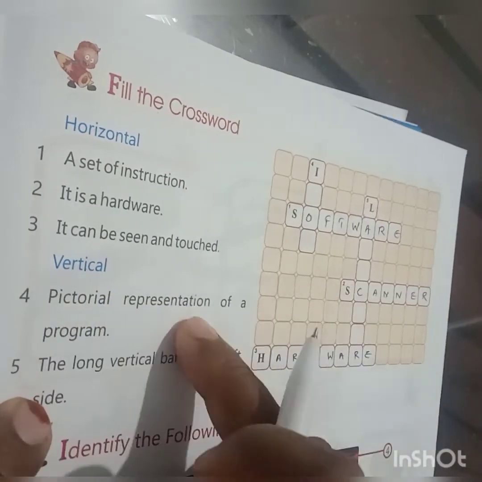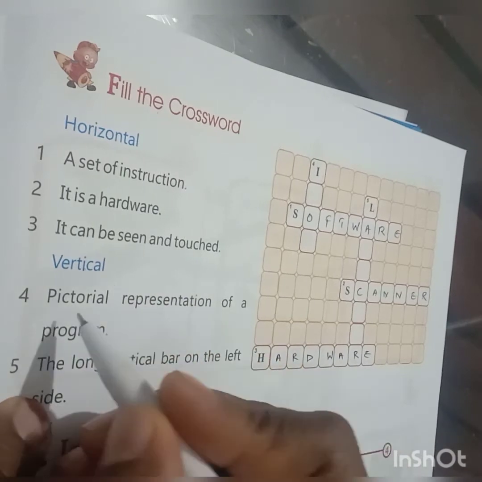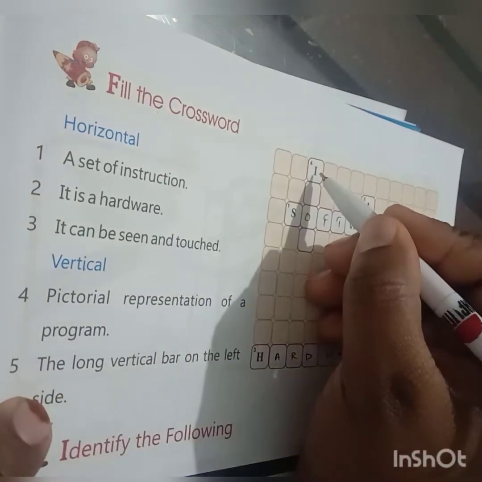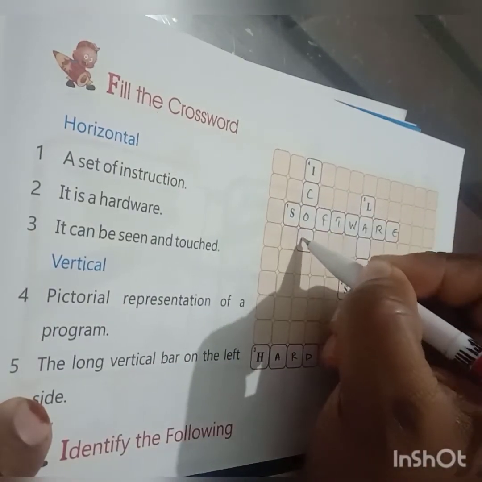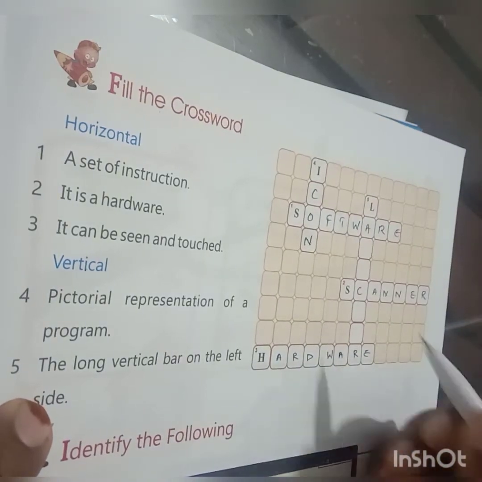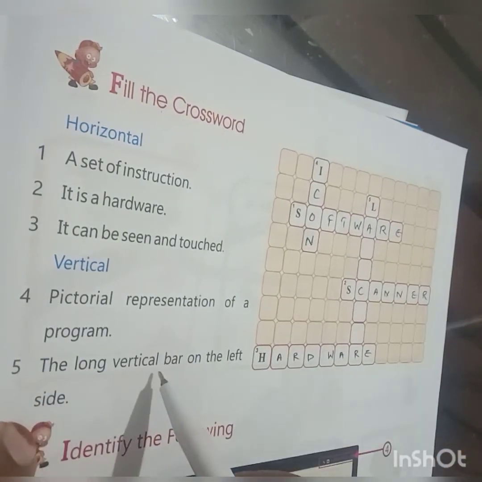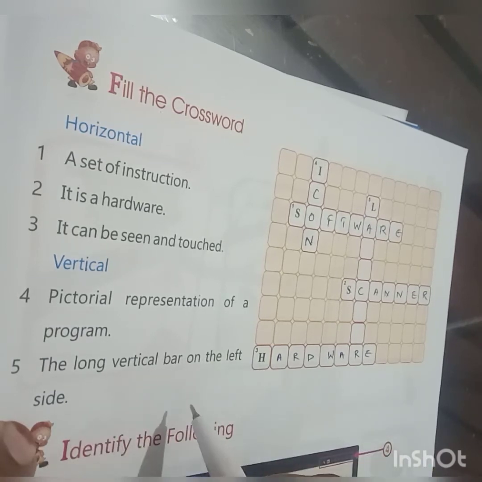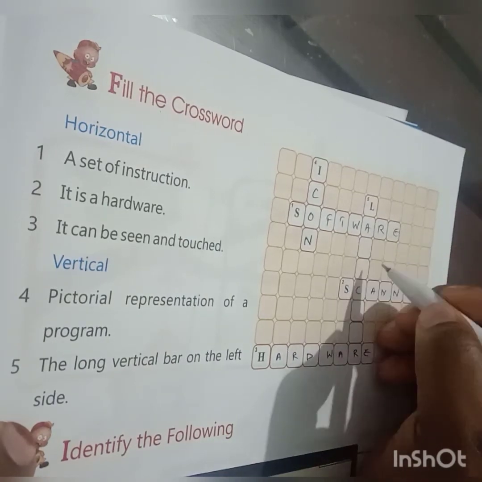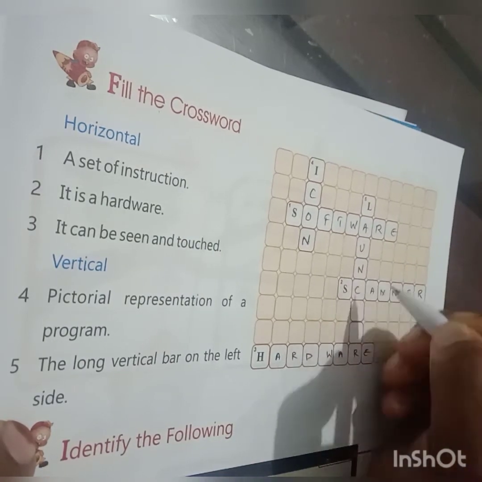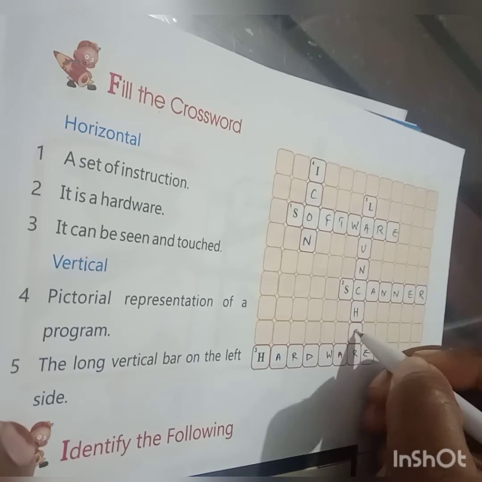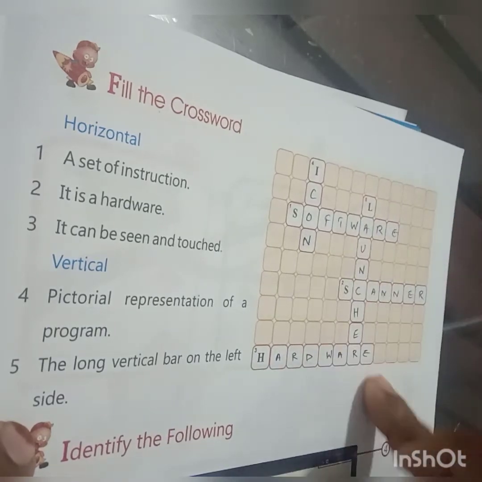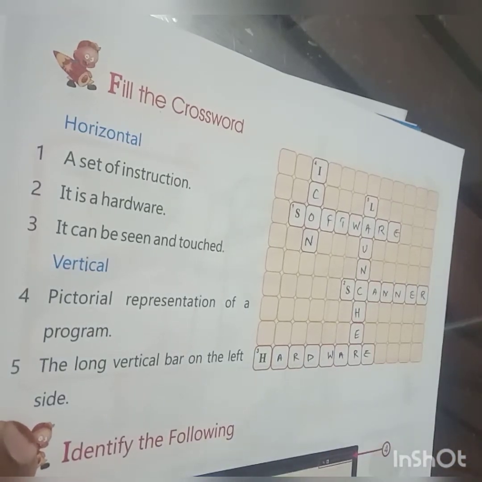Hardware. Okay. Next one, vertical, like this. Pictorial representation of a program. Pictorial representation means icon. I-C-O-N. The long vertical bar on the left side is called the launcher. L-A-U-N-C-H-E-R. Launcher. Okay children?